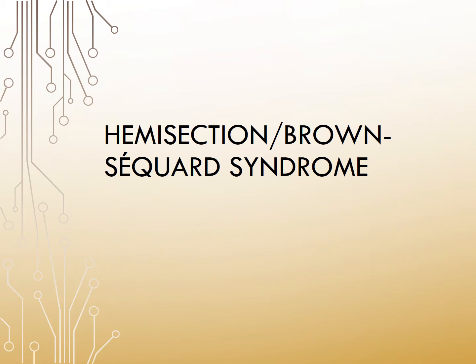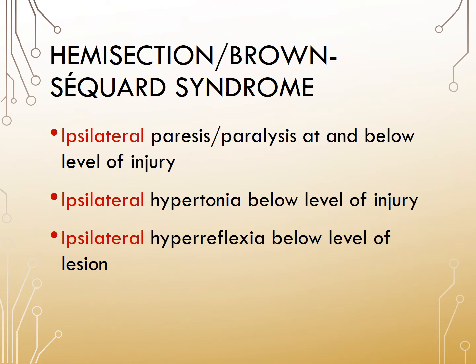The first syndrome we're going to talk about is a hemisection, also known as Brown-Séquard syndrome. Brown-Séquard syndrome is injury to one half of the spinal cord. This will involve damage to the dorsal and ventral horn ipsilaterally, and all of the ascending and descending white matter tracts on that side. Signs and symptoms include ipsilateral paresis or paralysis at and below the level of the injury, ipsilateral hypertonia below the level of injury, and ipsilateral hyperreflexia below the level of injury.